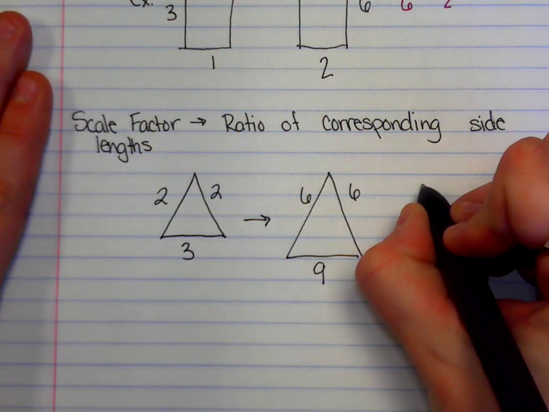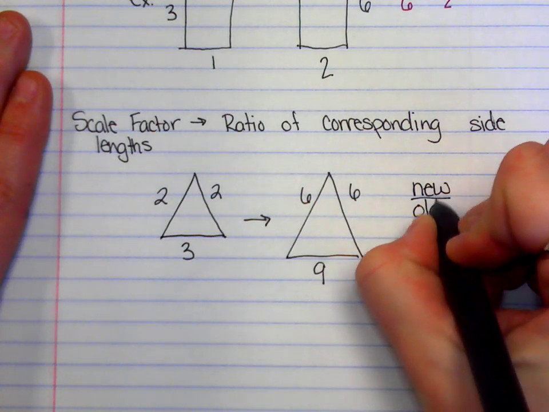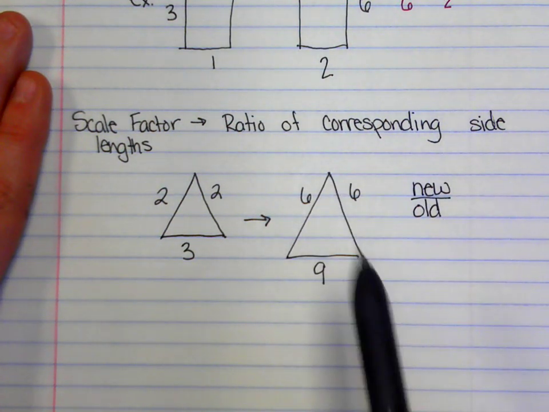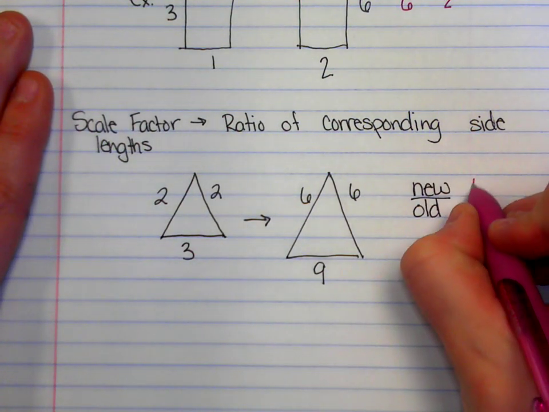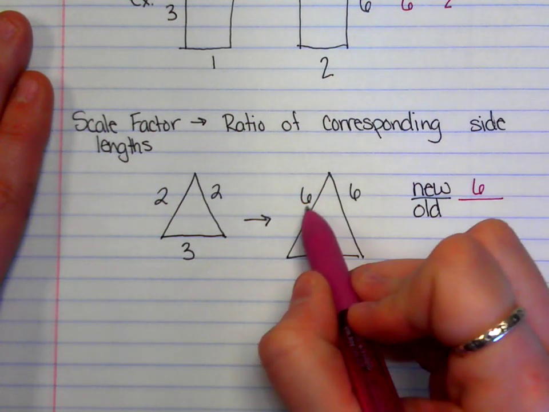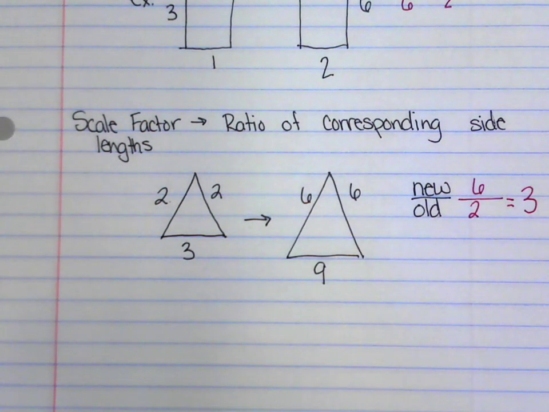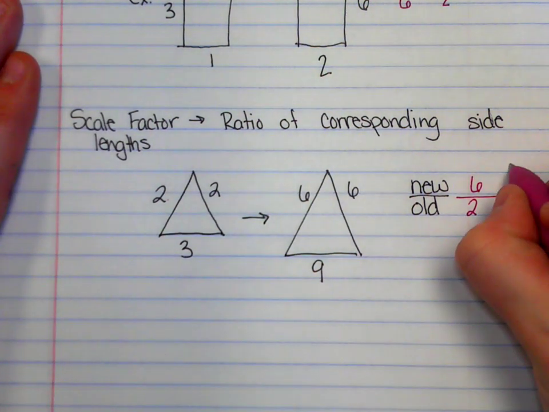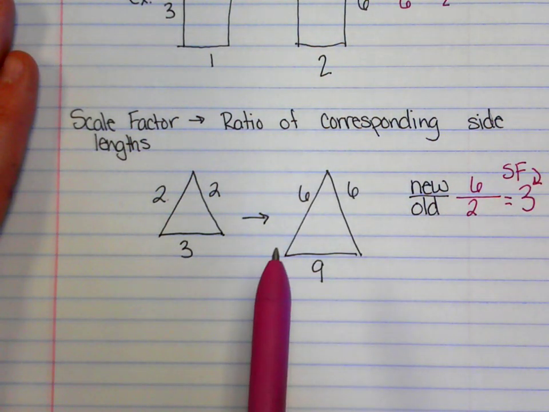So what we're going to do is build a fraction, and we're going to say it's new over old. That just means we're going to take one of the new side lengths and put it on top, and the corresponding old side length is going to go on the bottom. So I could do 6 on top. The corresponding side length would be 2. 6/2 simplifies to 3. 3 would be my scale factor. You could also say, so I'm going to label it, that's my scale factor, SF. You could also say that this triangle became 3 times bigger.